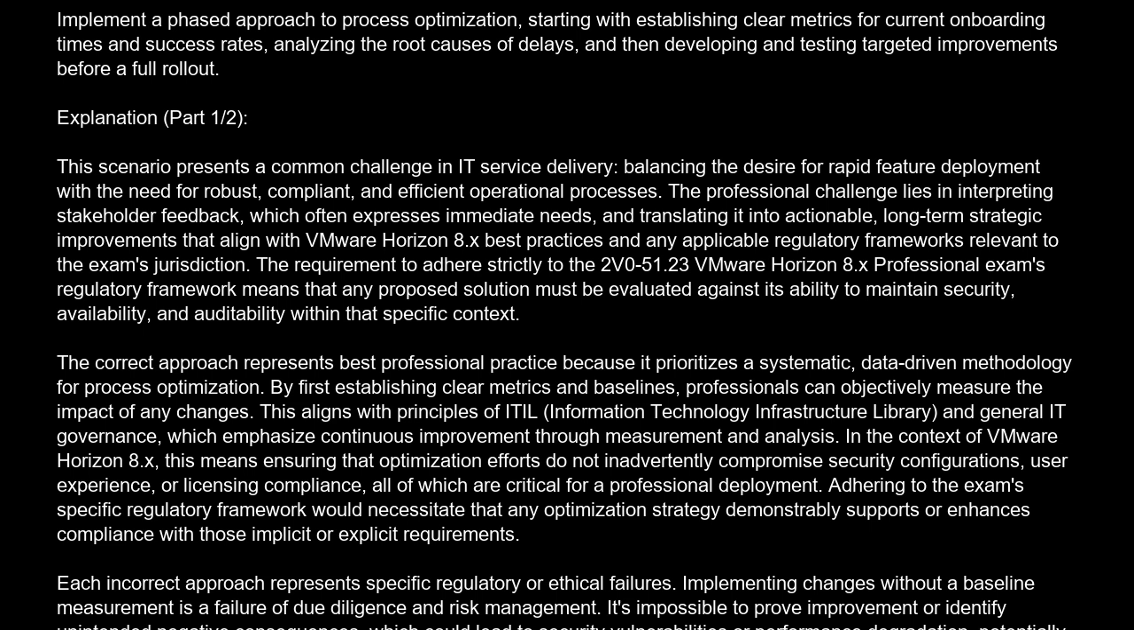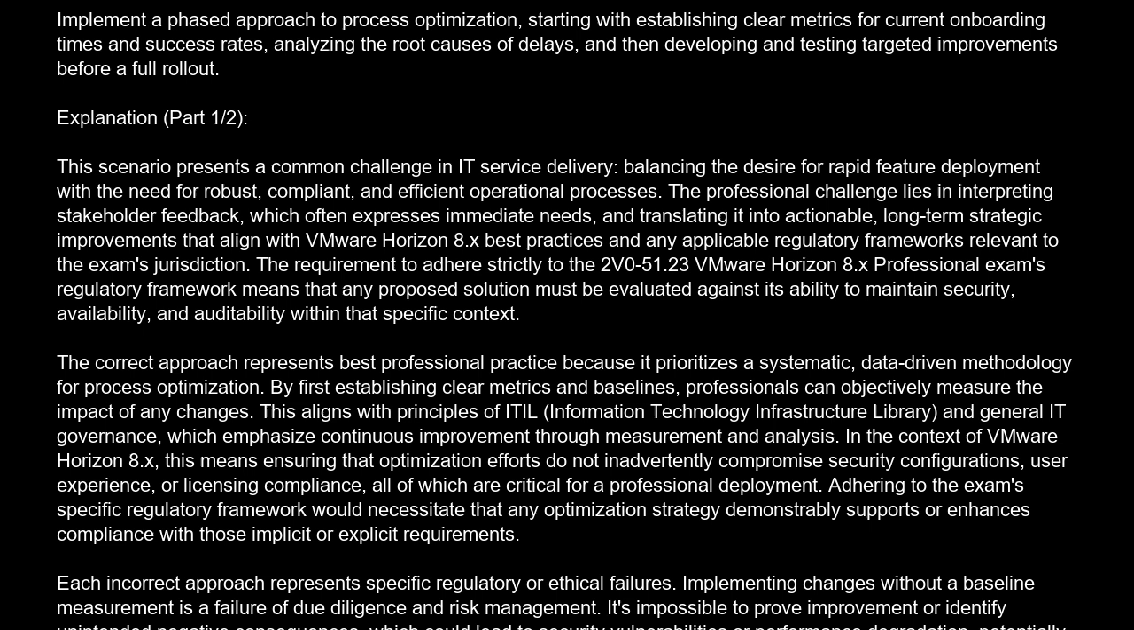The requirement to adhere strictly to the 2V0-51-23 VMware Horizon 8 X Professional Exam's regulatory framework means that any proposed solution must be evaluated against its ability to maintain security, availability, and auditability within that specific context.